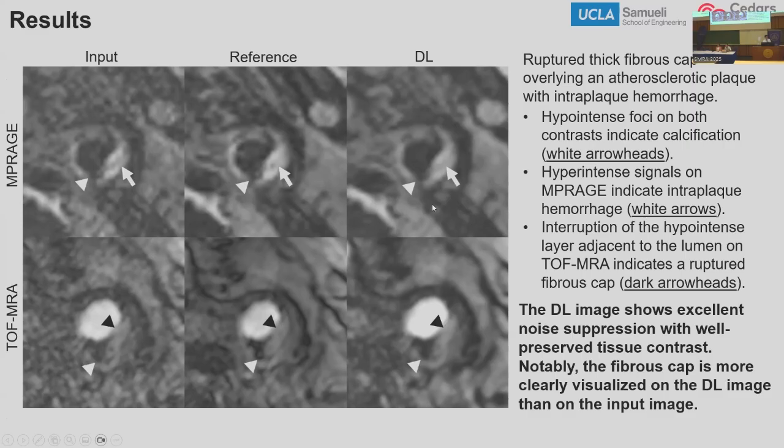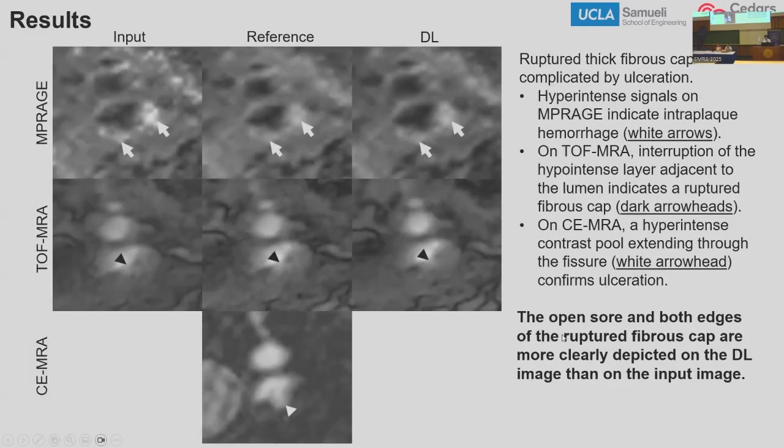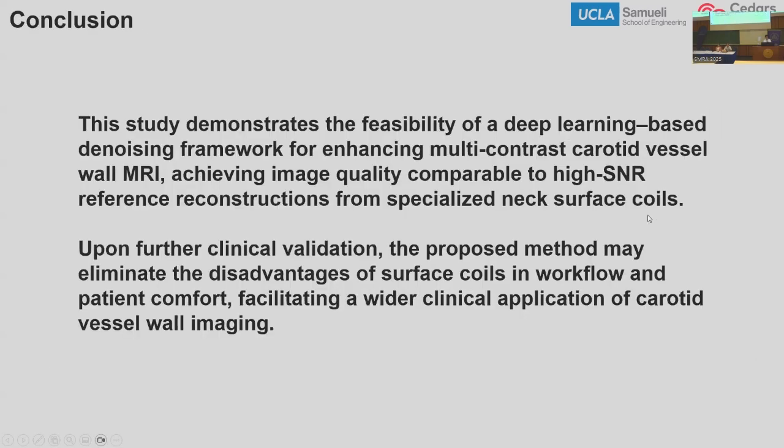So this is a patient example where we saw a ruptured fibrous cap, which can be better visualized on the MPRAGE image with the reference and the deep learning-based denoised image, as well as on the TOF images, both of which have been denoised by our proposed approach. This is another case where there's also fibrous cap rupture with underlying IPH signal. We have an e-poster where you can potentially look at these images more carefully.